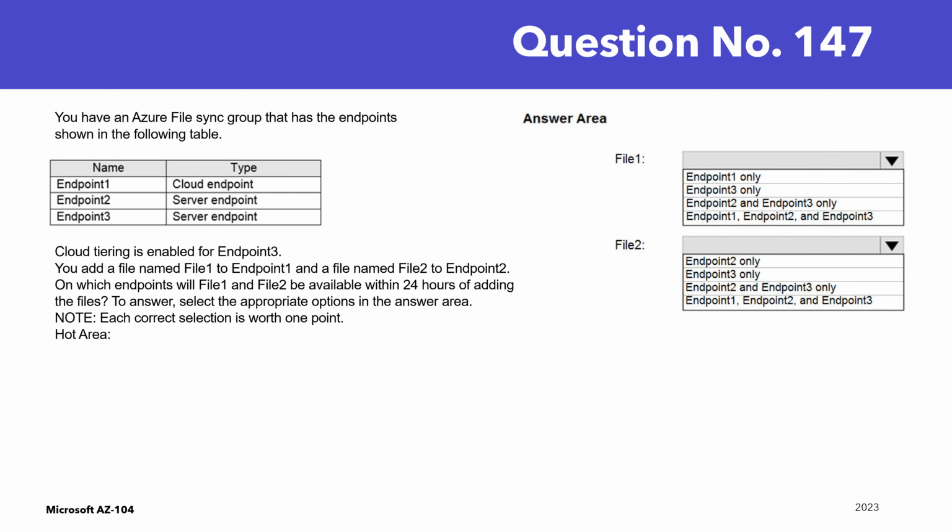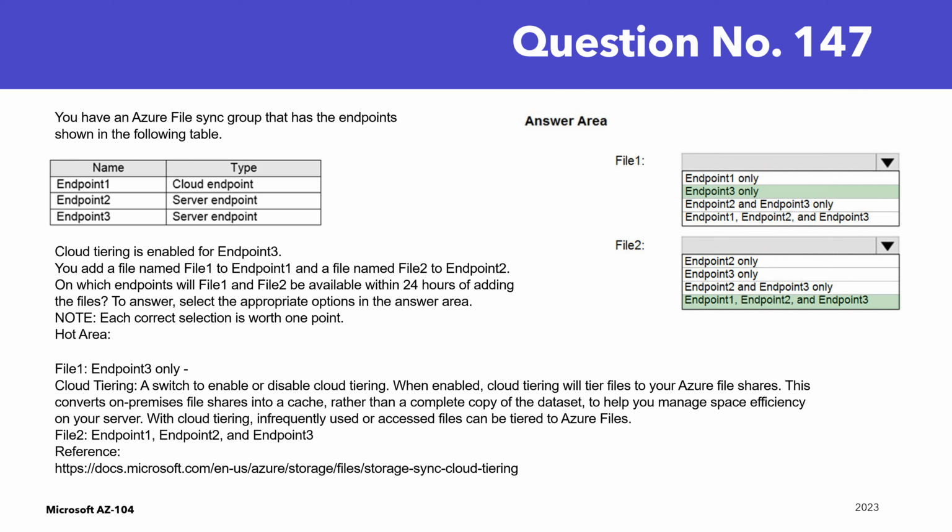You have an Azure File Sync group that has the endpoints shown in the following table. Cloud tiering is enabled for endpoint 3. You add a file named File1 to endpoint 1 and a file named File2 to endpoint 2. On which endpoints will File 1 and File 2 be available within 24 hours of adding the files? To answer, select the appropriate options in the answer area. Note: each correct selection is worth 1 point. Hot area. File 1: endpoint 3 only. File 2: Endpoint 1, endpoint 2, and endpoint 3.